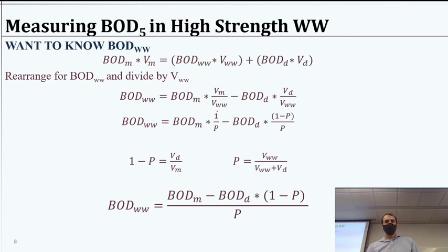We can simplify that. Here is 1 over P, because it's the volume of the mixture divided by the volume of wastewater, which is literally the inverse of P. And over here we can factor this out a little bit and convert that to 1 minus P divided by P. You could work out the math there if you'd like.